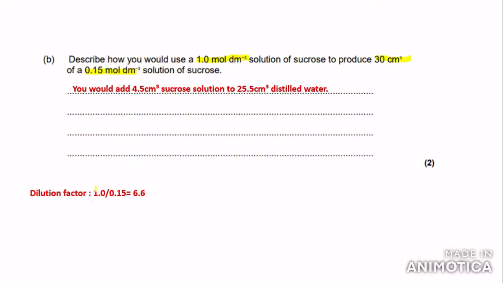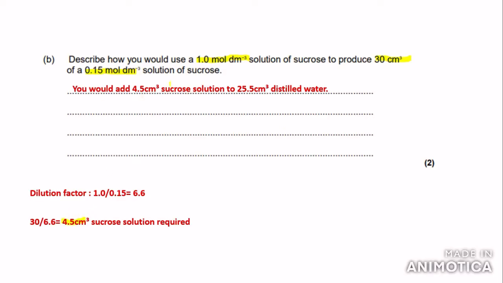So we would get 1 divided by 0.15, which is 6.6. Now I've written the answer here, but I'm going to take you through how I got the answer now. So we've calculated the dilution factor. Next thing that we need to do is figure out how much of the sucrose solution we need. To do this, we need to divide the needed volume by the dilution factor, which would get to 1 decimal place 4.5 centimeters cubed of sucrose solution.